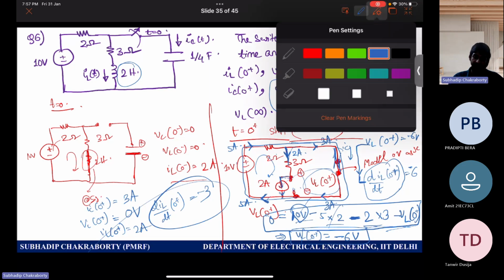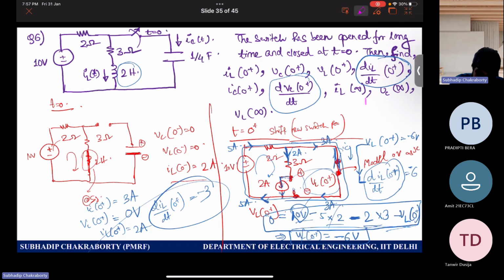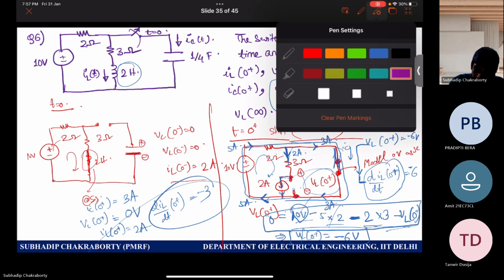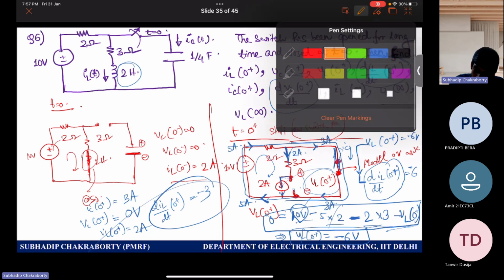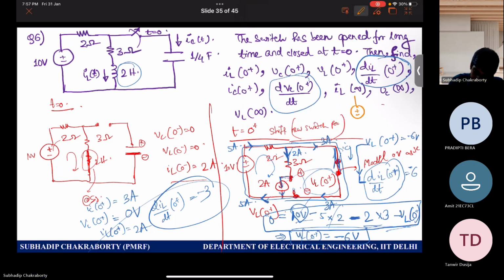Now the final circuit. Let me do it with another color. How will the final circuit look? 10 volt, 2 ohm, this is 3 ohm, but the inductor is now shorted because of attaining steady state, and the capacitor is open. So this is IL, this is IC, which is 0, but VC is there. So IC at infinity is 0, IL at infinity is how much? Can you tell?